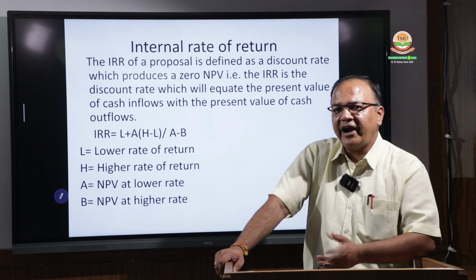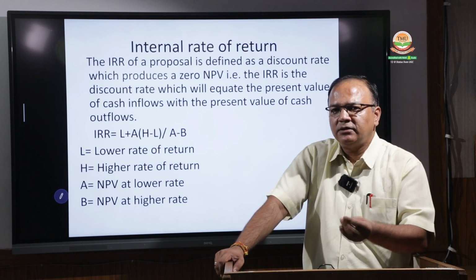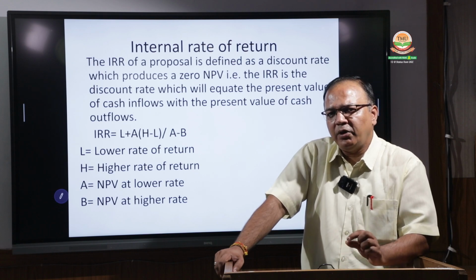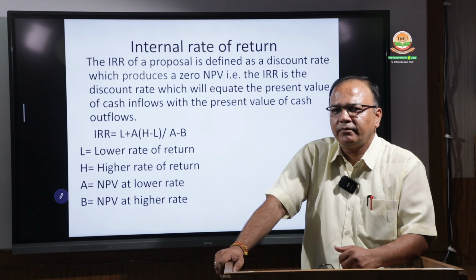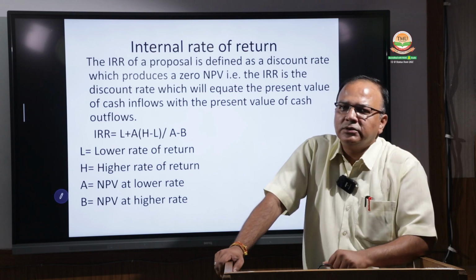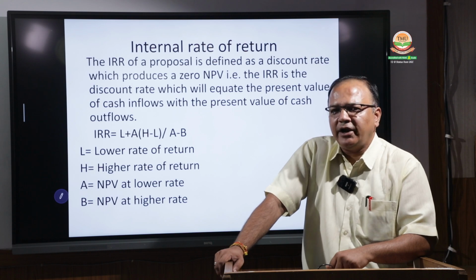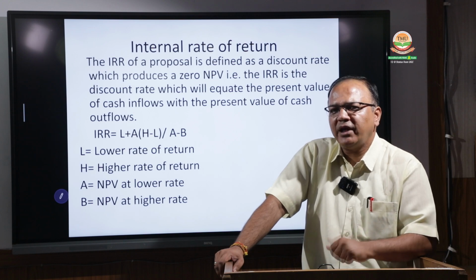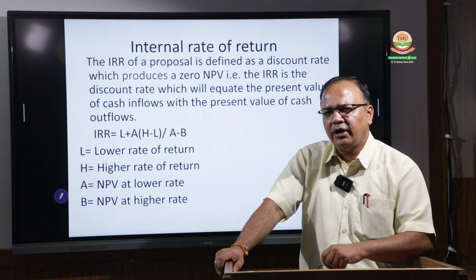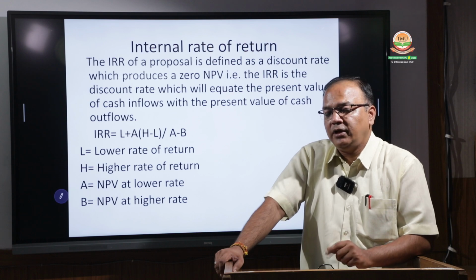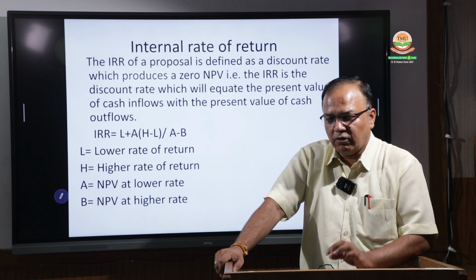Now, after trying different rates, for example, a rate of 10% is given in the question, and you are calculating NPV. It is a positive NPV. Now you apply a 12% rate. Again, NPV becomes positive. Again, you apply a 16% rate. Again, NPV is positive. Now you apply an 18% rate. Again, NPV is positive. Now you apply a 20% rate. Now NPV is negative.